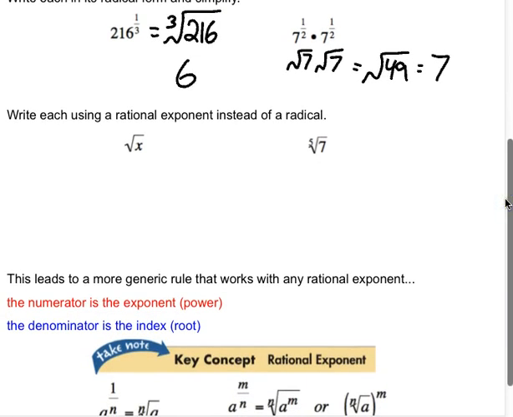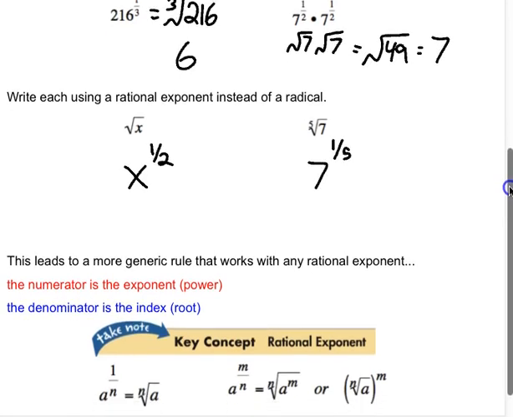Now, can we go the reverse? And the answer is yes. If I give you a radical, the square root of x would simply be x to the 1/2 power. The 5th root of 7 would just be 7 to the 1/5 power. Those are really important to understand, being able to go back and forth from a fractional exponent to the radical, or from the radical to the rational exponent.